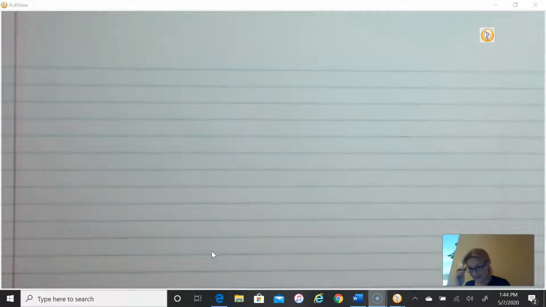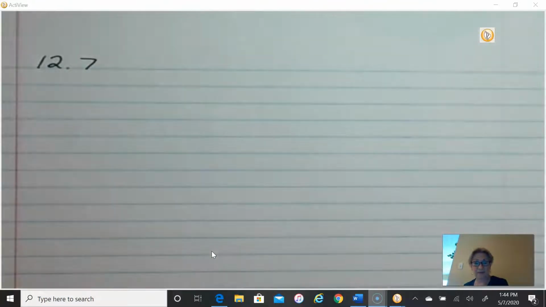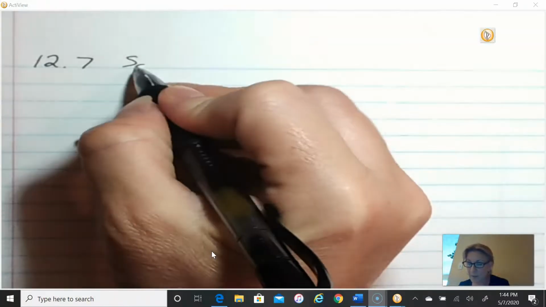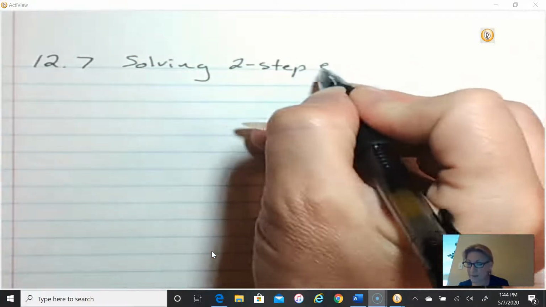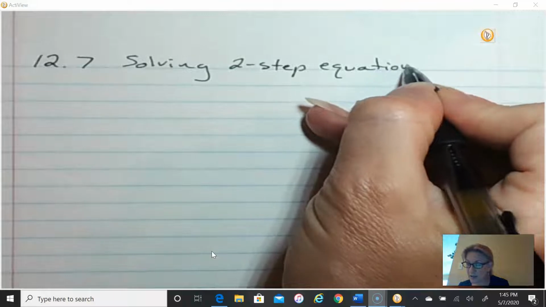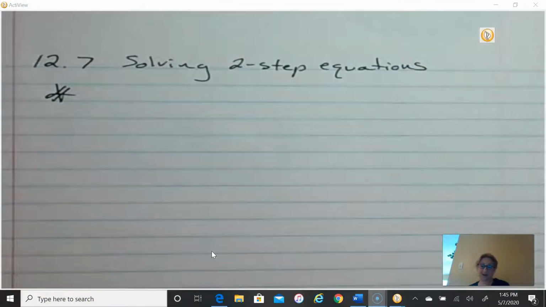Okay, we're coming to the end. We are at 12.7. All right, 12.7 is going to be like a combination of what the last two lessons were, with adding, subtracting, multiplying, dividing, intruder alert, all that stuff. It's a combination of both. One little thing I've got to add here: we are going to be solving two-step equations.